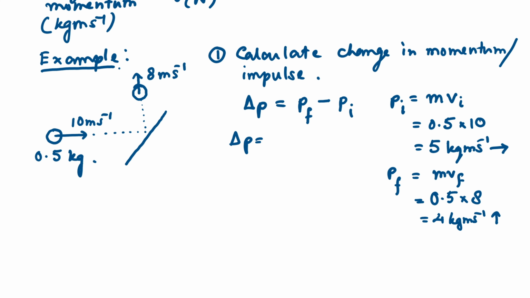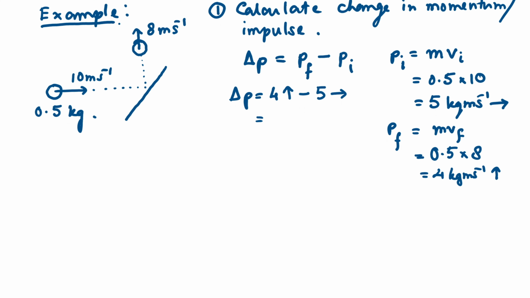So delta P will be equal to 4 kg meters per second, because final is 4 kg meters per second, and I will draw a little arrow going up, and then 5 kg meters per second is the initial momentum going to the right. So as you can see, these two vectors, the initial and the final momentum, are not in the same direction. They're in different directions. So we have to use a vector diagram for the analysis.